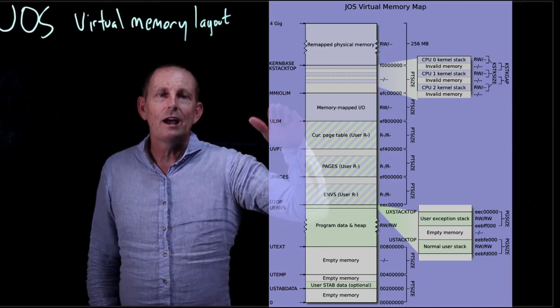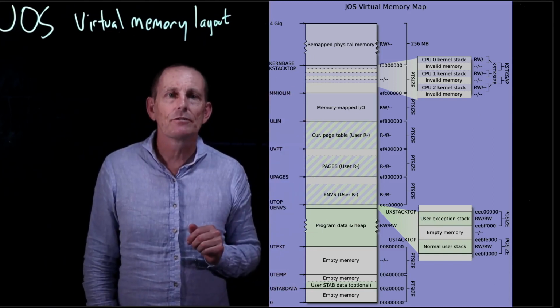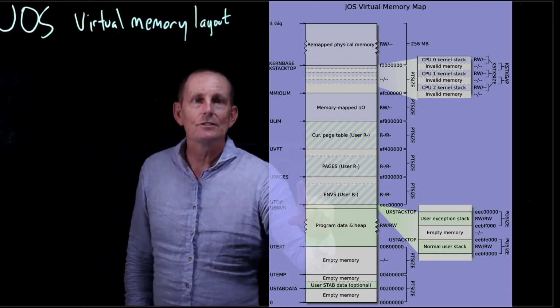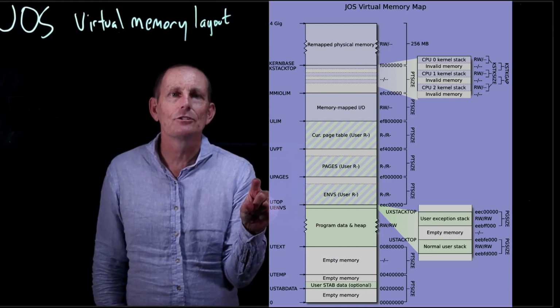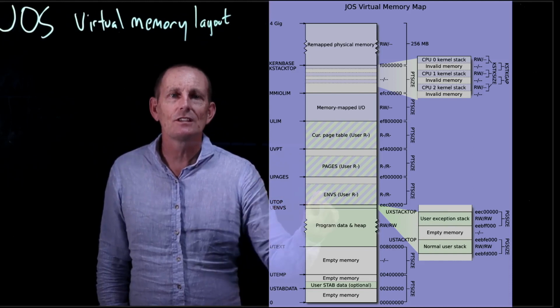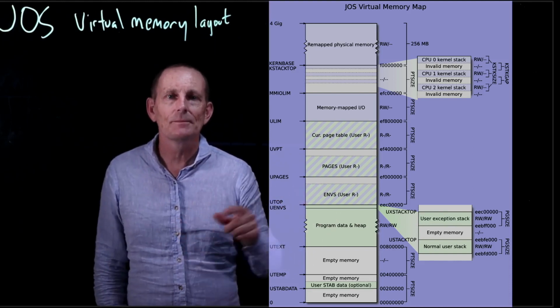Above here, we have the portion of the address space that is reserved for the kernel. So the first thing we have are the environments. So the environments are what we would call in a traditional operating system the processes. But in JOS, they're called environments. So this is basically the table of such environments.